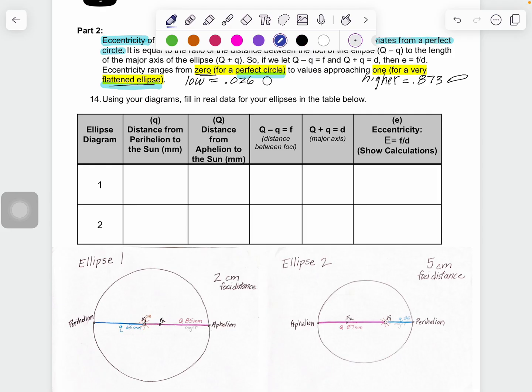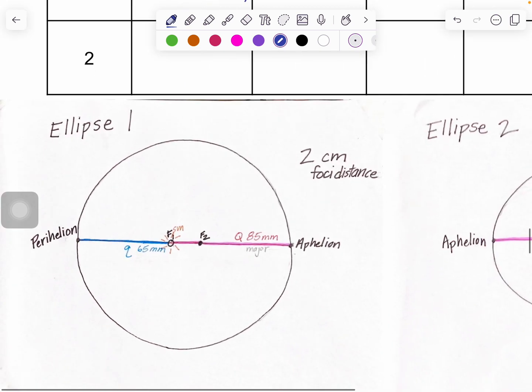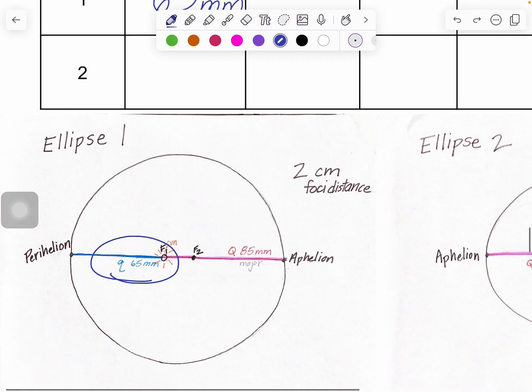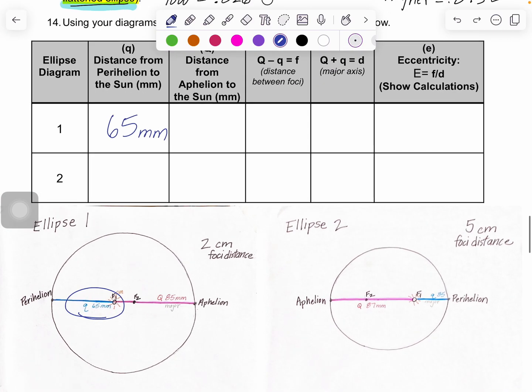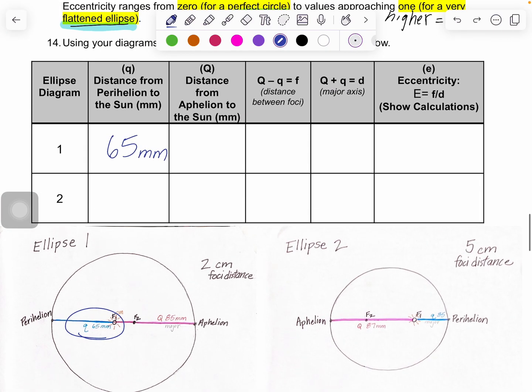So I'm going to use blue for my small q. For diagram 1, that was the 65 millimeters. Again, I'm just getting that data right from my picture. That's the perihelion distance, the shorter distance, when the sun is the closest to the planet. And then my aphelion distance is kind of that reddish pink here. That's a little bit longer because aphelion is the farthest point. So that's my 85 millimeters, okay?